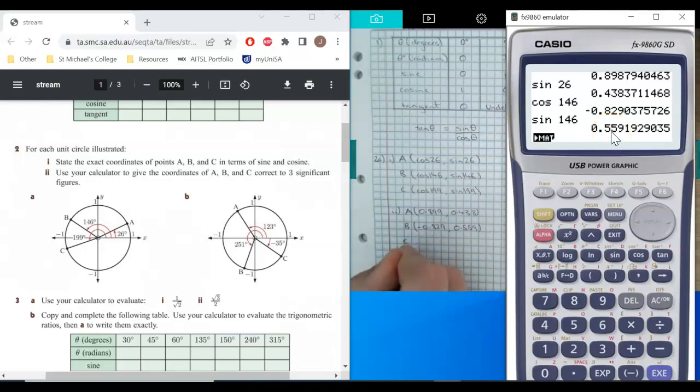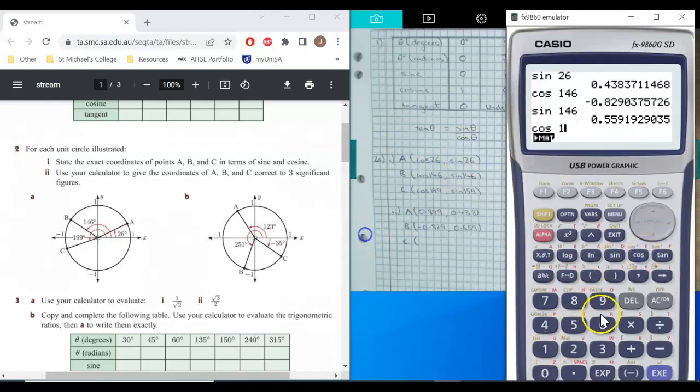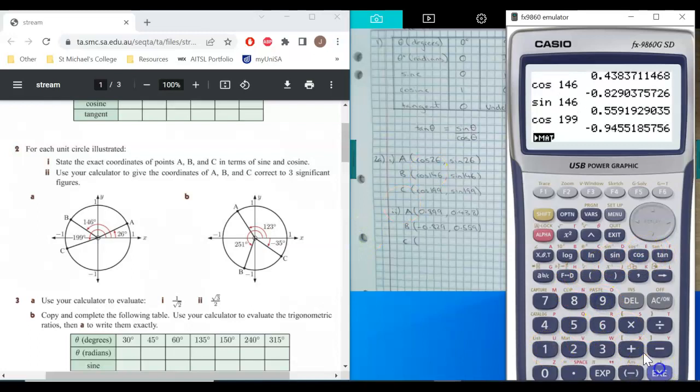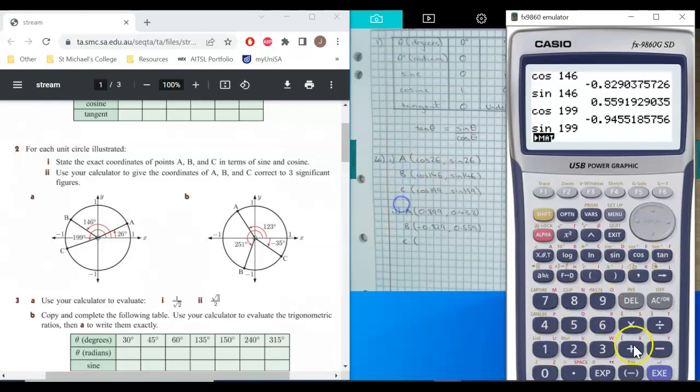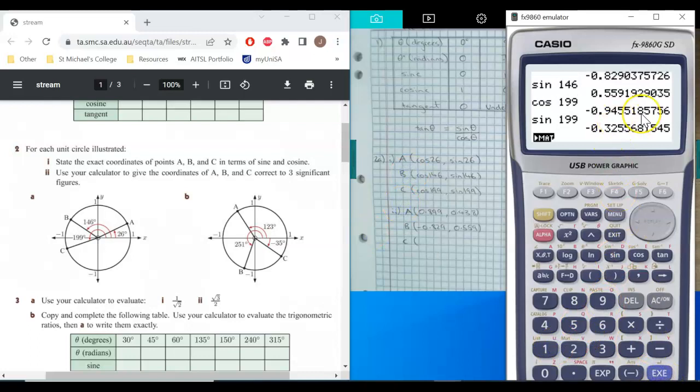And then finally, point C, we've got cos of 199 and sine of 199. So cos of 199 is negative 0.944. Now, because this is a 5, that's going to have to be rounded to a 6. We have to write it correct to 3 significant figures. And then this one here is going to be minus 0.326.